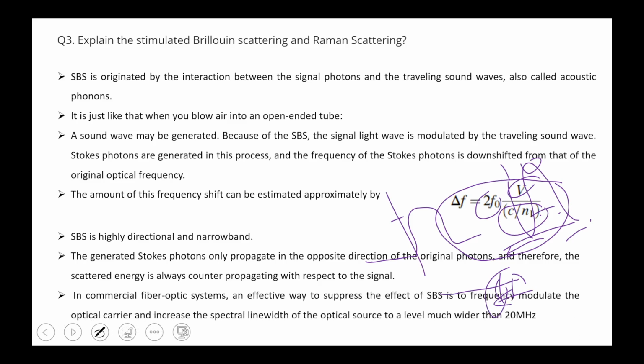In commercial optical fiber systems, an effective way to suppress the effect of SBS is to frequency modulate the optical carrier and increase the spectral line width of the optical source to a level much larger than 20 megahertz. We cannot eliminate it in optical fiber communication; we have to minimize the effect only. If we modulate the frequency, the downward shift will be much less, so we can suppress it. Or we can increase the spectral width of the signal, so that any SBS effect will not be so narrow band, and we can minimize the effect.